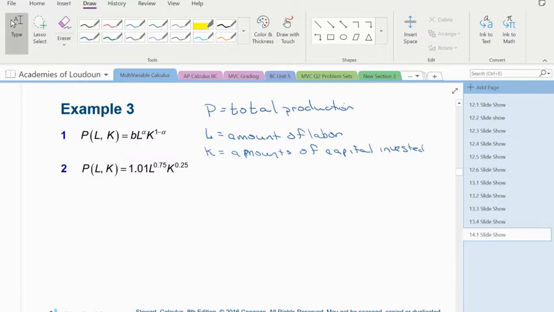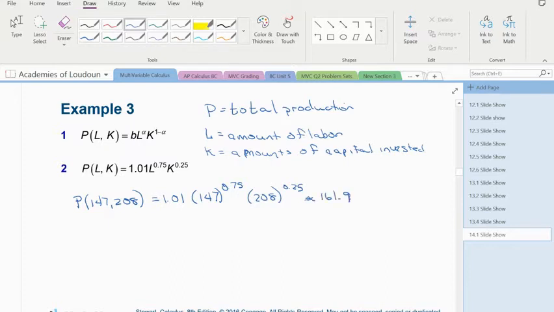If we use the model given by the function in Equation 2 to compute the production in years 1910 and 1920, we get that P of 147, 208 is equal to 1.01 times 147 to the 0.75 times 208 to the 0.25, which is approximately 161.9.